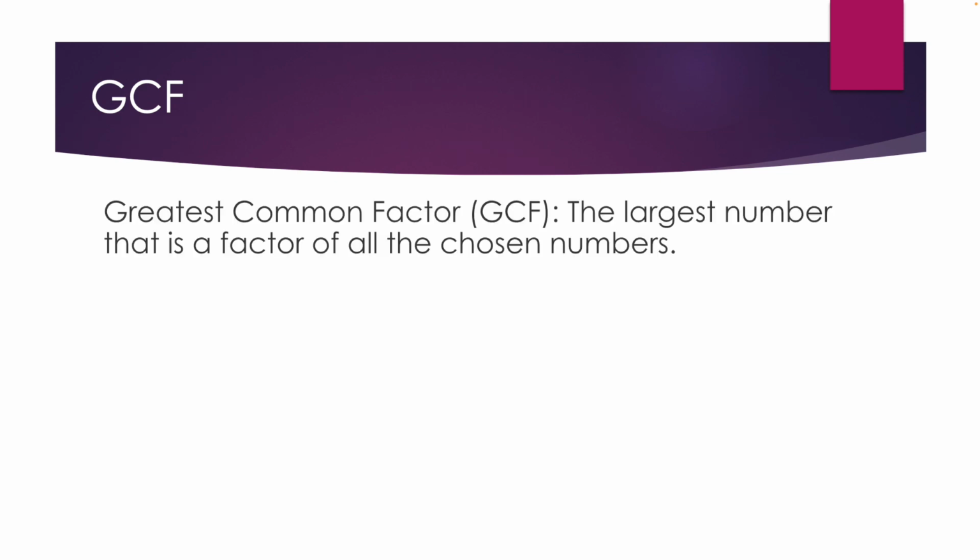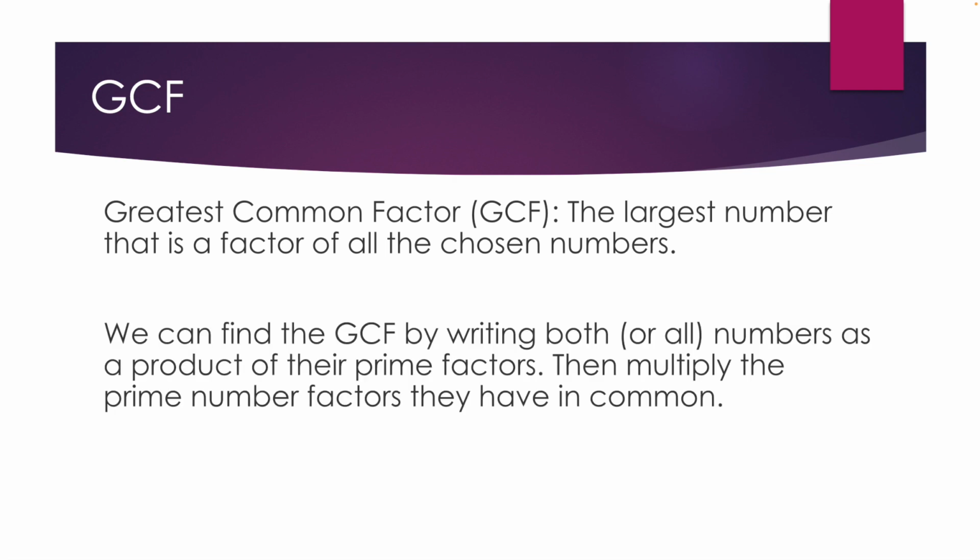Okay, so let's use that then to find the greatest common factor. So greatest common factor, or GCF, is the largest number that goes into all of the chosen numbers. So it's the largest one that goes into them all. Okay, we can find greatest common factor by writing numbers as a product of their prime factors, so doing those trees, and then multiplying all of the ones they have in common and leaving out any they don't have in common.